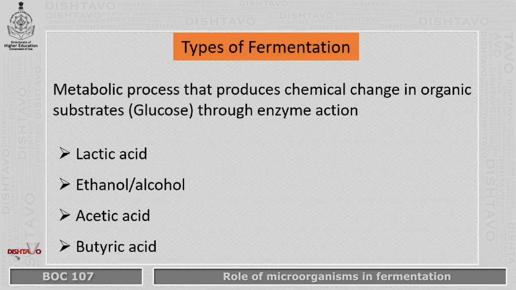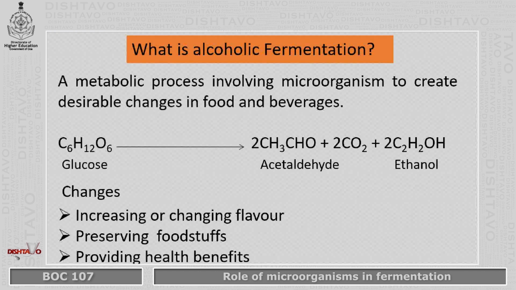This vinegar is a sour substance. Butyric acid fermentation, wherein sugars are converted to butyric acid under the influence of bacteria belonging to the Clostridium strain. This is an obligatory anaerobic process. Acetic acid fermentation is an aerobic process, and ethanol or alcohol fermentation is an anaerobic process. Let us see what happens in alcoholic fermentation.